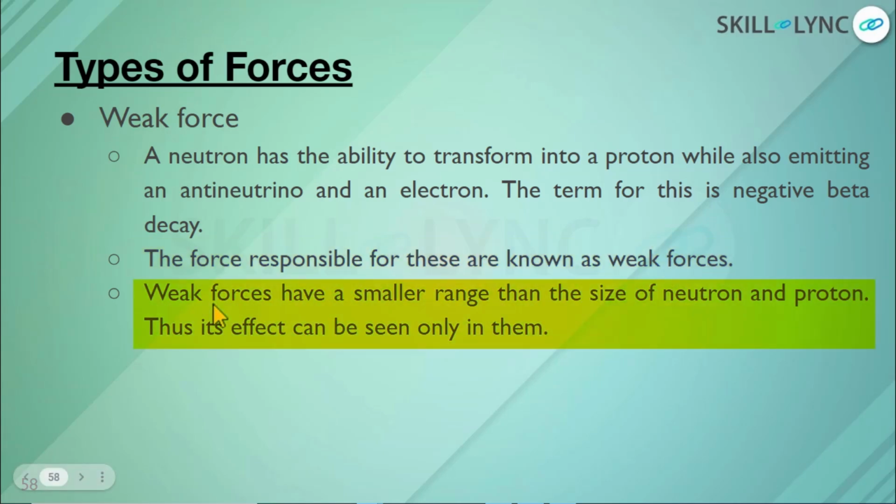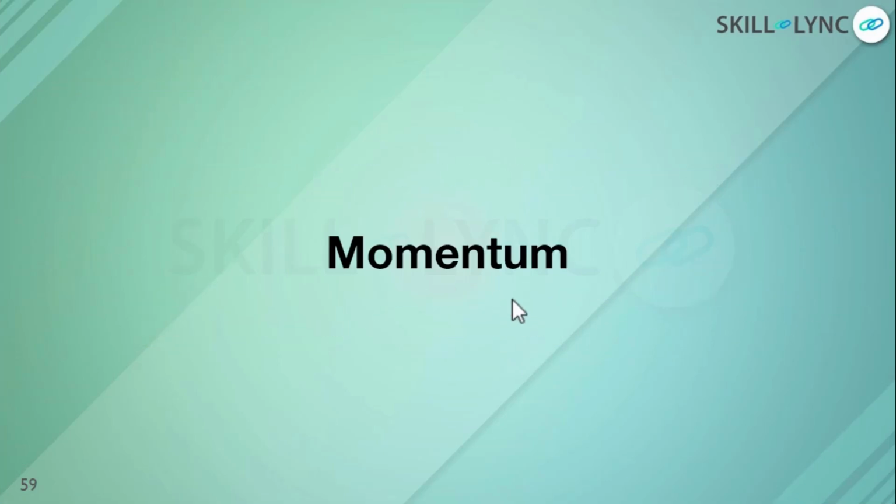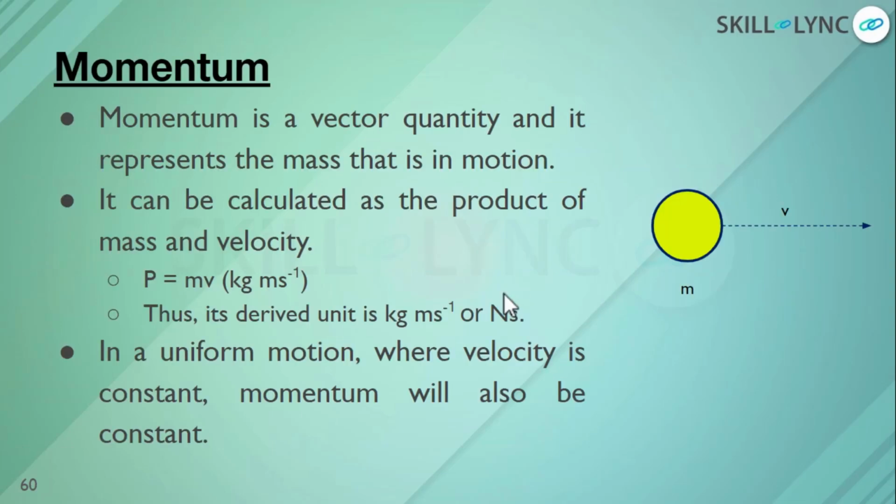Weak forces also have a smaller range than the size of a neutron and proton. Therefore, these weak forces also come under the category of quantum physics. Thus, its effect can only be seen in the neutron and proton. The next thing we are going to study is momentum.